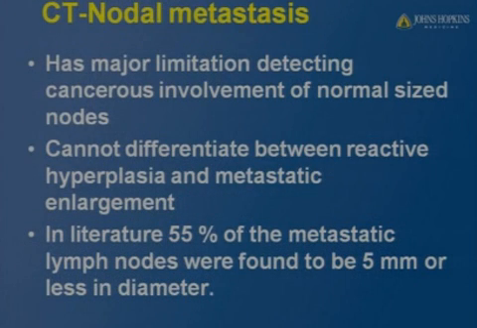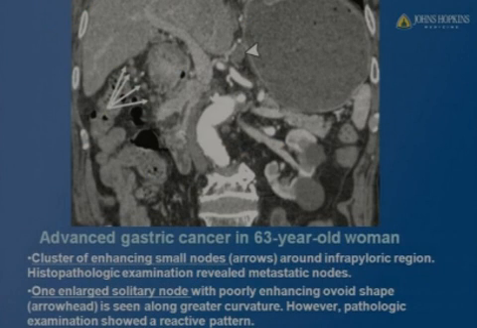Unfortunately, CT has major limitations in detecting which lymph nodes are involved by cancer. It can be normal-sized lymph nodes. CT cannot differentiate between reactive hyperplasia and metastatic enlargement. And up to 55% of the metastatic lymph nodes in the literature were found to be 5 mm or less in diameter. So that's difficult to detect.